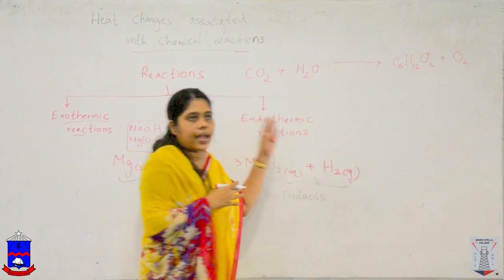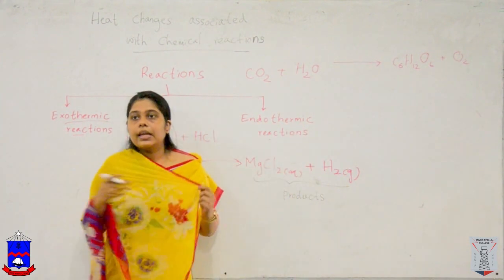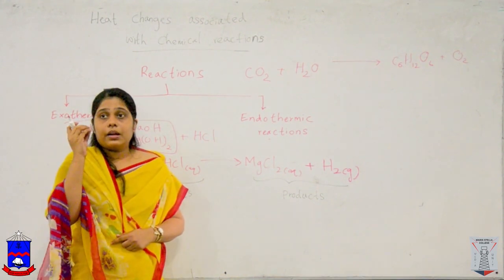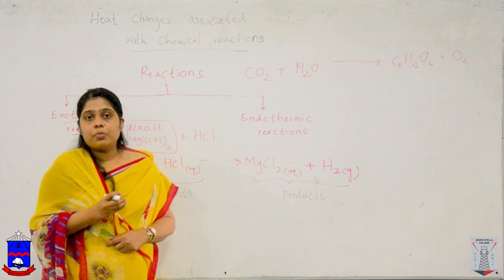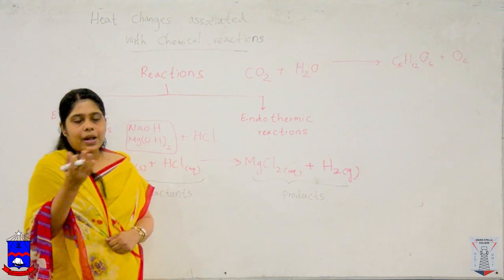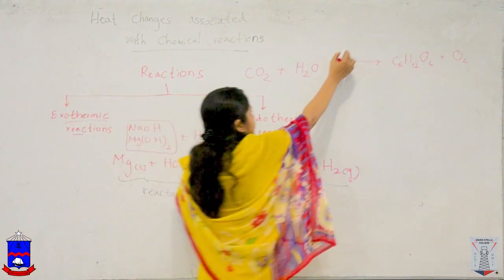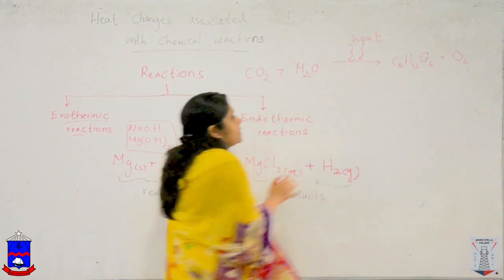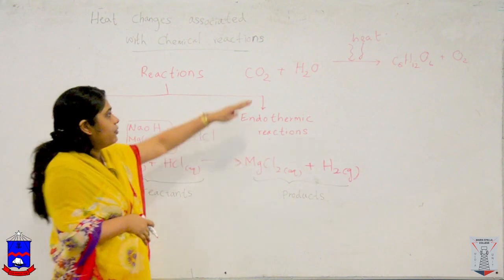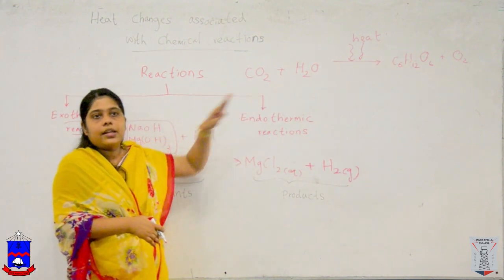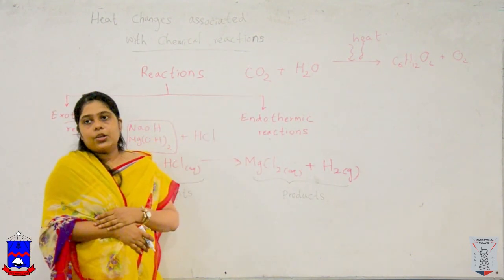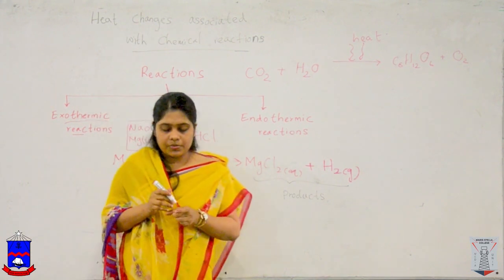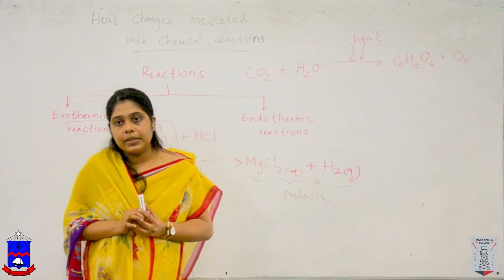This reaction needs heat energy. That is why the chlorophyll absorbs heat energy. The plant leaves absorb heat energy, light, in order for this reaction to happen. So this photosynthetic reaction comes under endothermic reactions. So those are some examples of endothermic reactions.